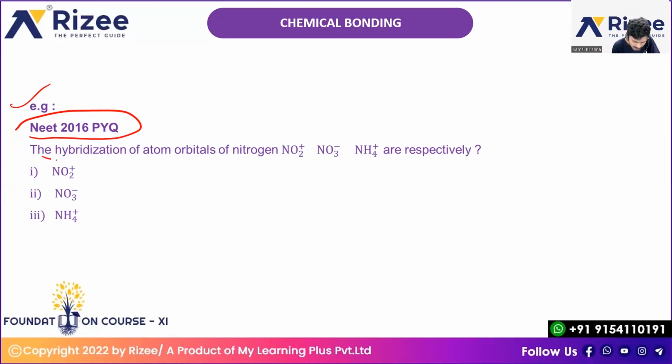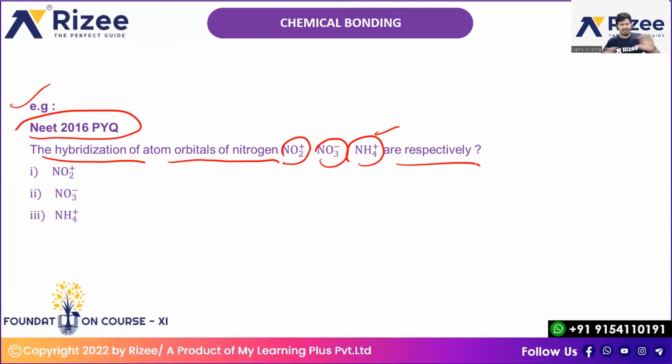The hybridization of the atomic orbitals of nitrogen in NO2 positive, NO3 negative, and NH4 positive are respectively. Here I am not giving any options, because even without knowing the answer options, you can easily do it. So what is the first molecule they have given? NO2 positive. Let us find the hybridization of NO2 positive. First of all, we have to find the number of valence electrons on the central atom.